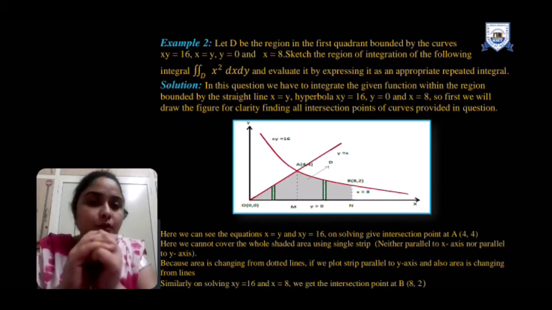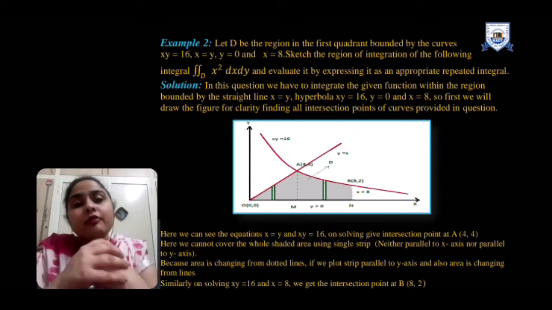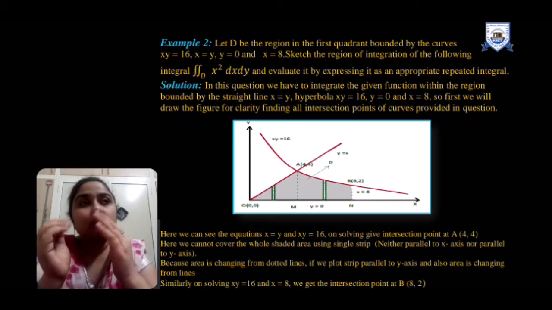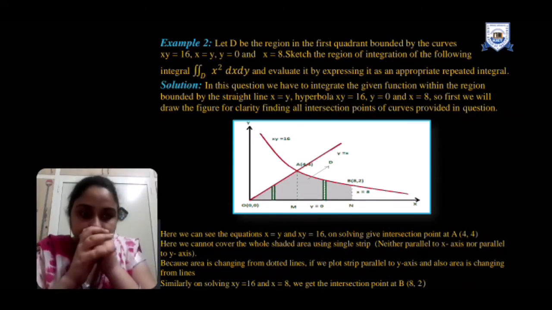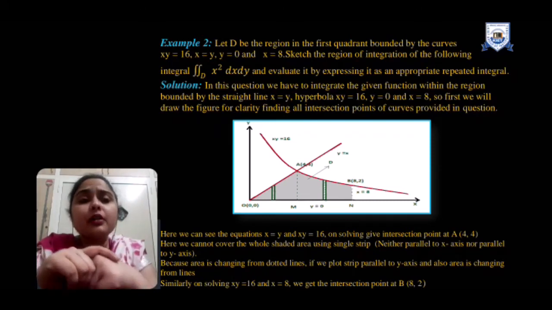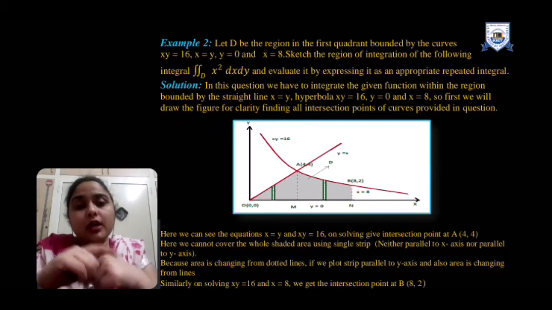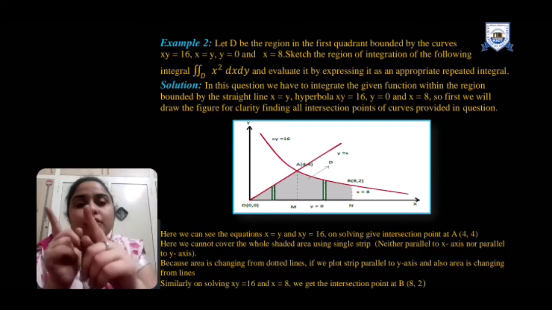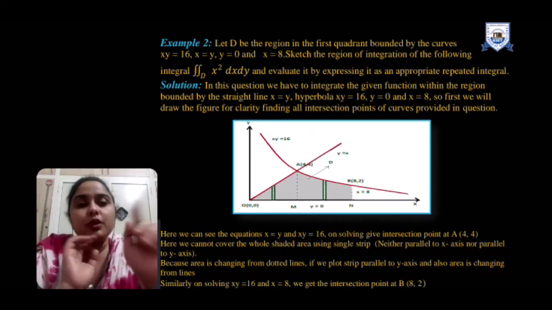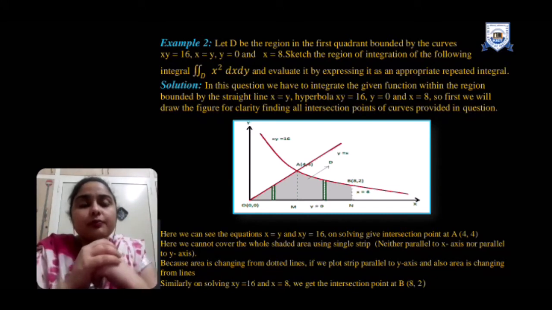So now I must remind you, you have already learned about integration in two regions, integration by parts. So we will apply integration by parts over here, as the strip in one region is going up to only x equals 4, and the second part is covering the whole region up to x equals 8.